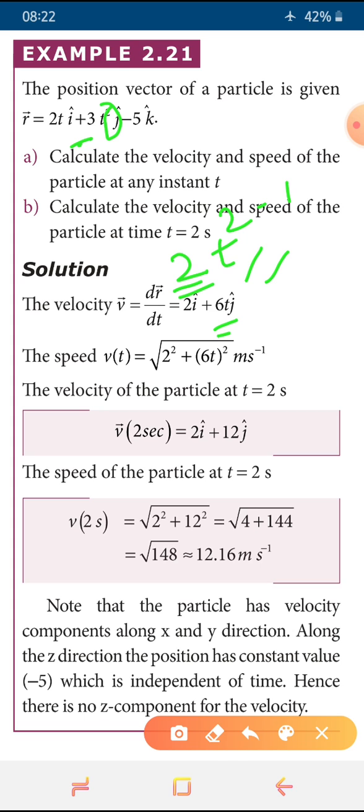There is no t in the last term, so it is considered a constant. When a constant appears in differentiation, we simply take its value as 0. So if we take that as 0, the answer is 2i cap plus 6t j cap. This is the velocity. Have you understood, children?